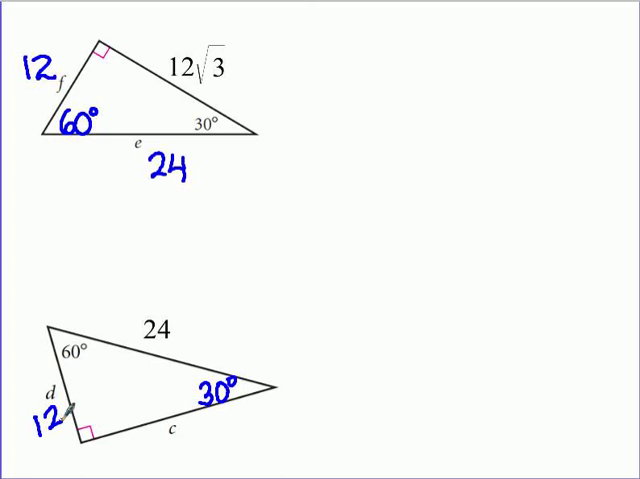Remember the relationship between the two. Hypotenuse is always double the shortest side. So then to find C, what am I going to do? 12 times root 3. You just take whatever the shortest side is and attach a root 3. So far, so good?